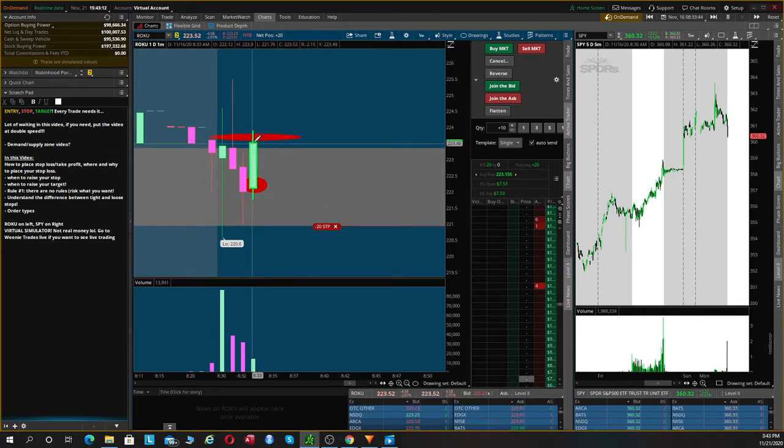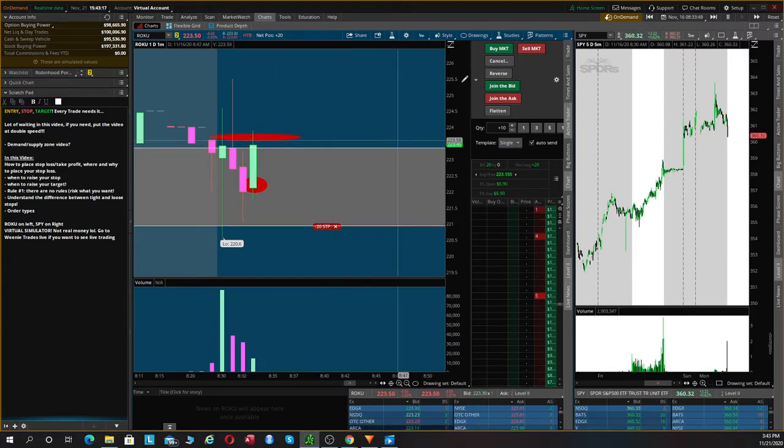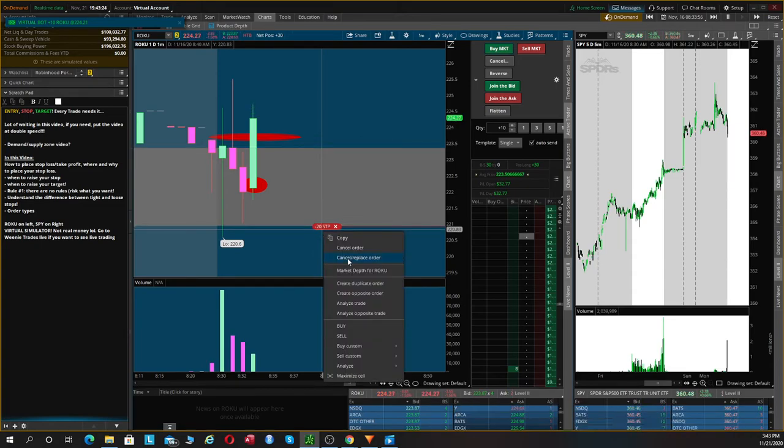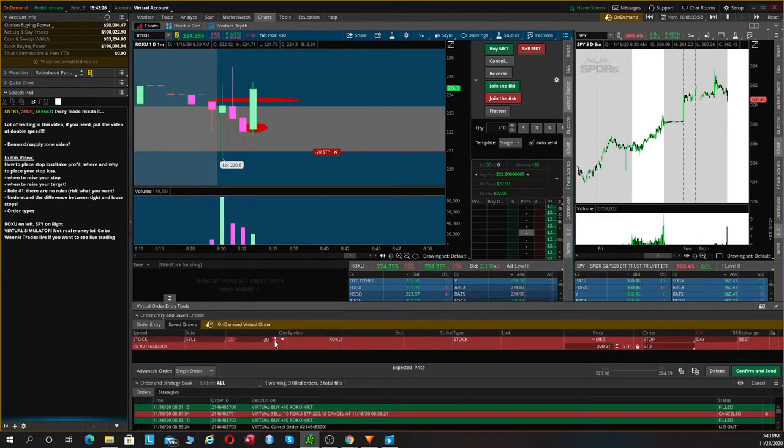And look at that, Roku's starting to break out. Technically, this is another buyable candle. So what I'm going to do is add another 10 shares on Roku right about there. And I'm going to change the number of my stop, cancel replace order. Let's change this to 30.